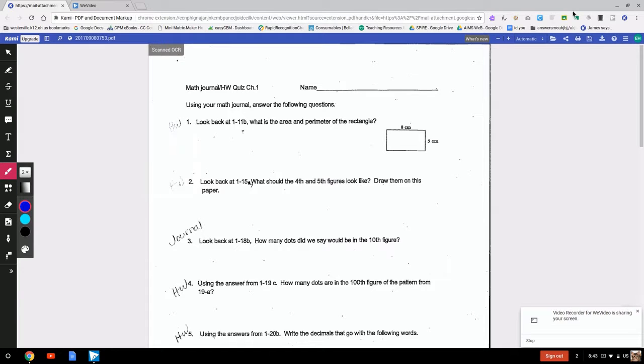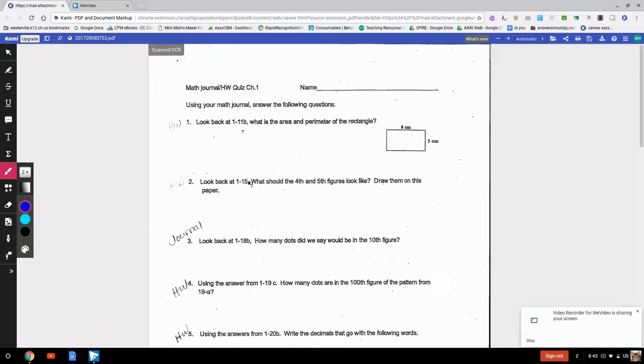All right, guys, real quick, we're just going over the math journal homework quiz from chapter one. Like we said in class, it's really important that you look at your homework papers and in your journal for your correct answers. Can't stress enough that last year we had kids just doing the homework quiz like it was homework and still getting wrong answers.